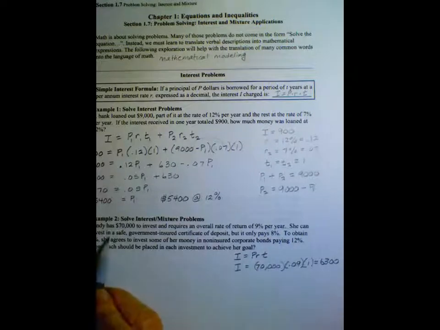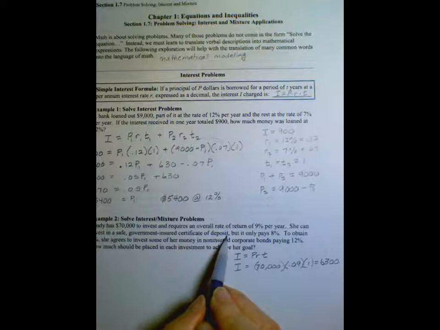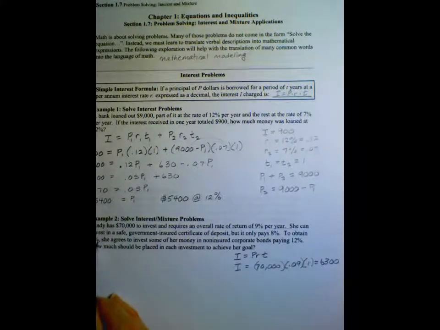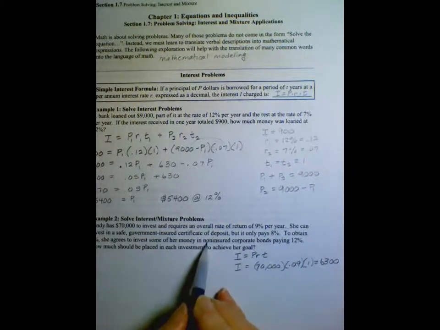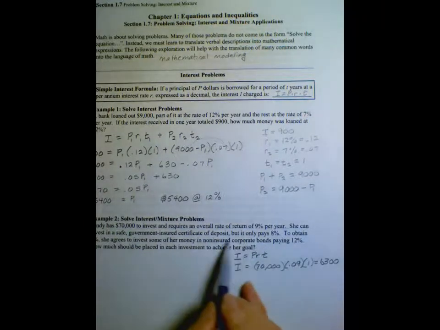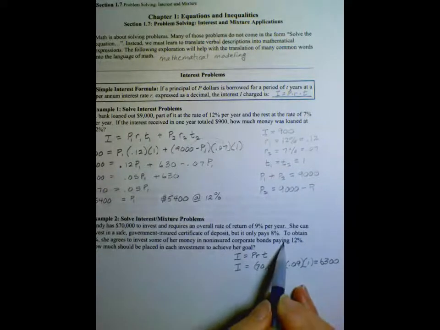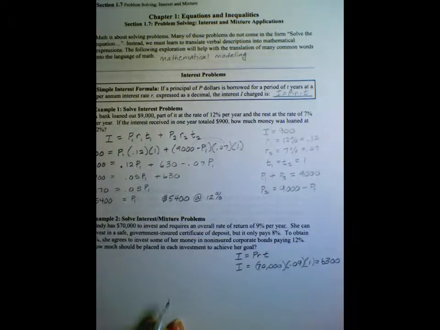But here's the deal. She can invest in a safe government-issued certificate of deposit, but it only pays 8%. To get 9%, she's going to invest as little as possible in this higher paying one, but it's not insured, right? It's riskier. So she doesn't want to put very much in there. She doesn't want to put it all in there for sure because it's riskier. So she just wants to put just the amount she has to so that she ends up with $6,300. So how much should she put in each?